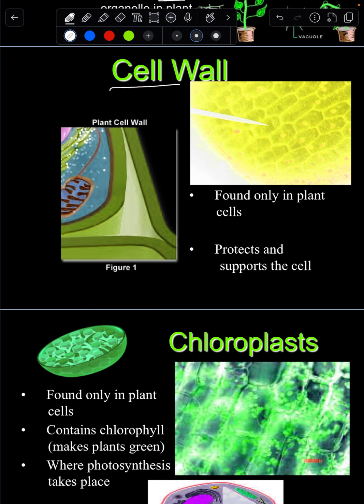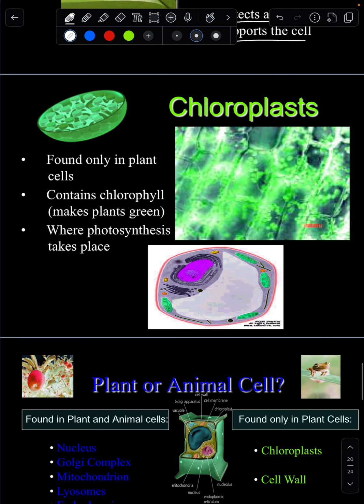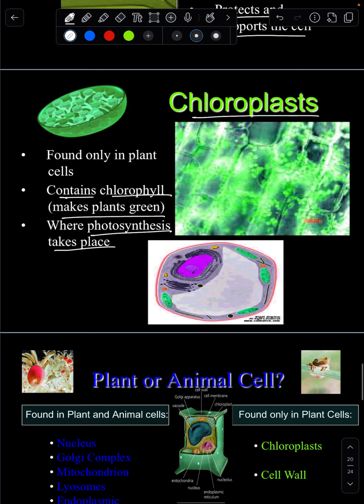Then the cell wall. The plant cell wall is a very rigid structure, only present in plant cells, and also protects and supports the cell. Chloroplasts are basically seen only in plant cells. They contain chlorophyll, which makes plants green. So the green color is provided by these organelles. It is the place where photosynthesis takes place in plant cells.